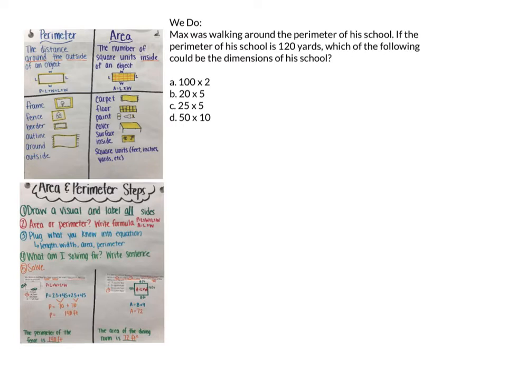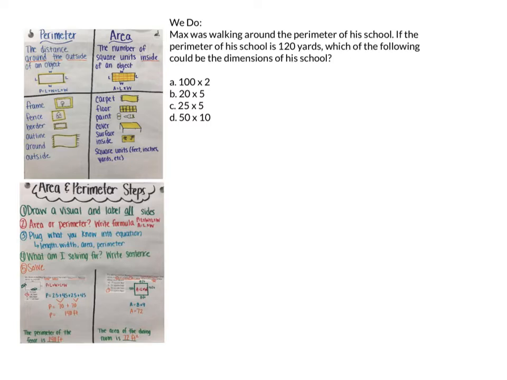Max was walking around the perimeter of his school. If the perimeter of his school is 120 yards, which of the following could be the dimensions of his school? Then I see the answer choices, different dimensions. A, 100 by 2, B, 20 by 5, C, 25 by 5, and D, 50 by 10. So these are all of the possible dimensions of his school.